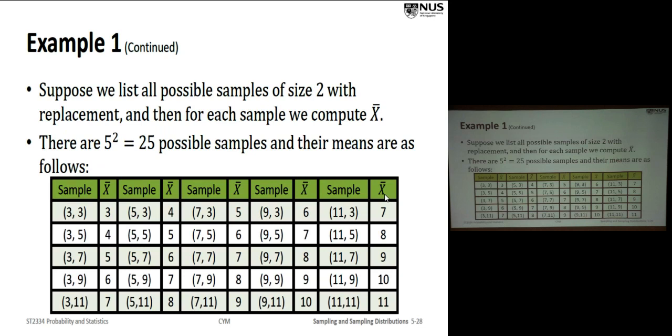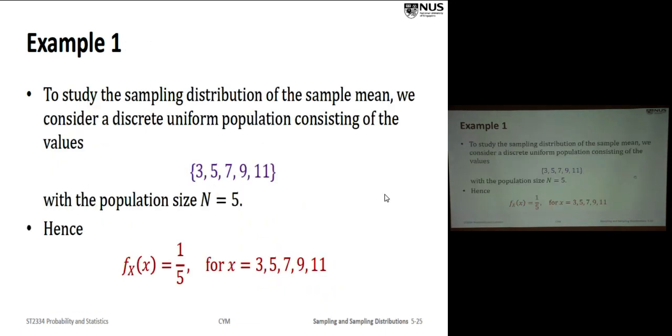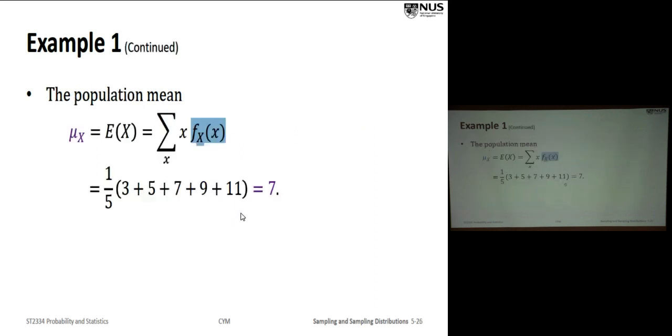Now suppose we list all the possible samples of size 2 with replacement, and then for each sample we compute the mean. It's with replacement, so I can pick a 3, put it back, pick a 5, and then my sample is 3, 5, or I can pick a 9 and a 7, or I can pick a 9 and a 9, and so on and so forth.